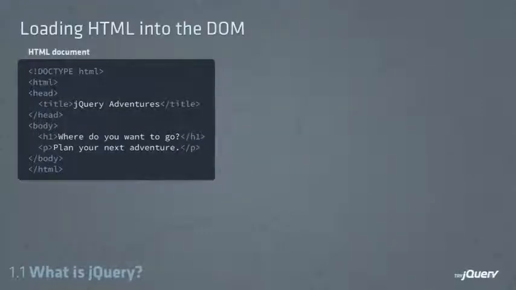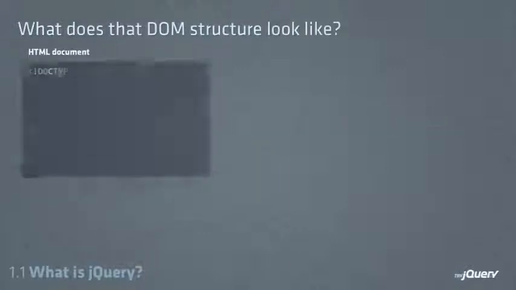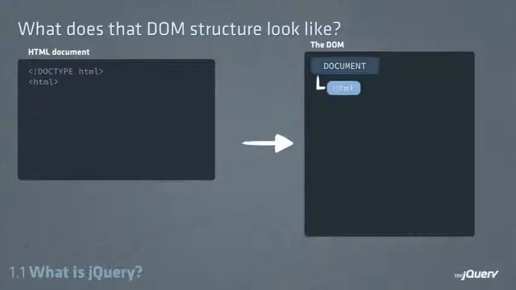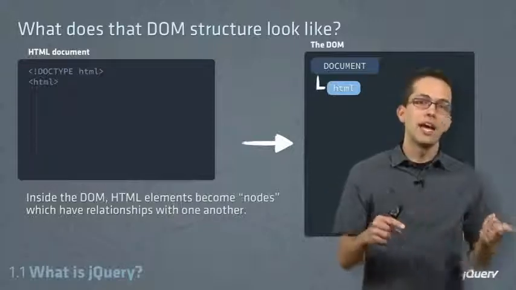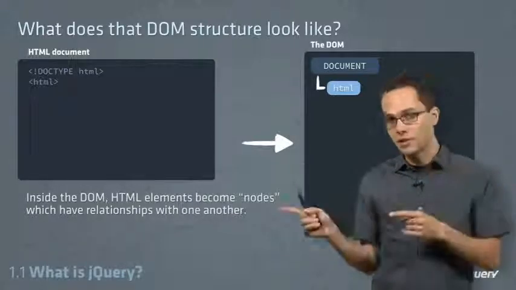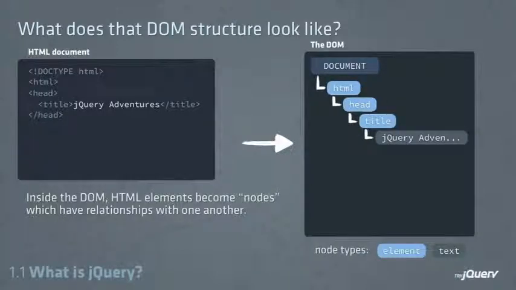When we go to a URL and our browser starts receiving HTML from that web page, it loads it piece by piece into the DOM, like so. As it receives each element, it starts building nodes inside of our DOM. So here you can see it has an HTML node, which is underneath the document node. You might say HTML is a child of the document node, and the document is the parent of the HTML node. Then we have a head node, then underneath that a title node, and that title of jQuery Adventures, we're going to call that a text node, which lives underneath title.